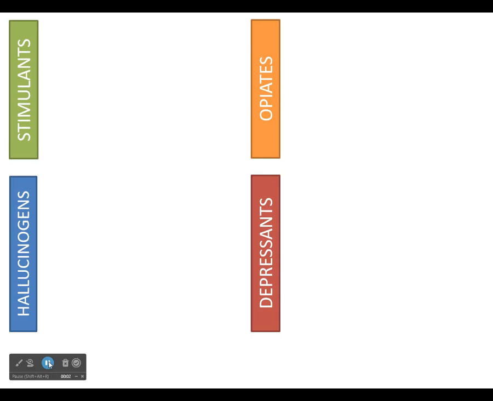In terms of categorizing different psychoactive drugs, in the field of psychology, we tend to think of drugs either as stimulants, opioids, hallucinogens, or depressants. We'll walk through some of the major themes of these four different categories.